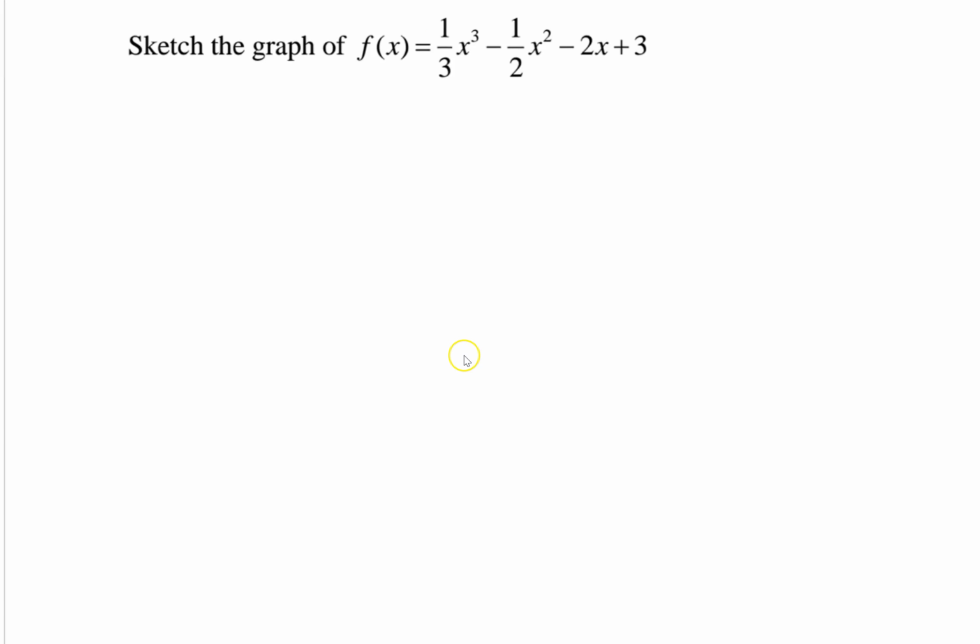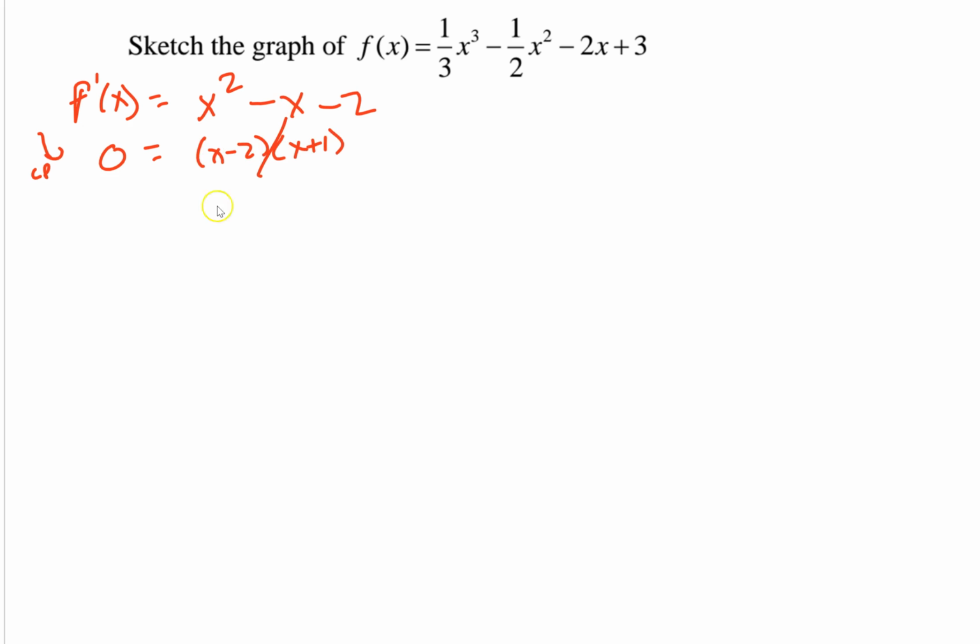So let's get started. So step 1, right? Let's find a derivative. So f prime of x is going to be, take the derivative, x squared minus x minus 2. Alright, so that's my derivative. We're going to set it equal to 0 to find the critical points. So I could factor that, that's x minus 2 times x plus 1. Right, so my critical points are at x equals 2 and negative 1.